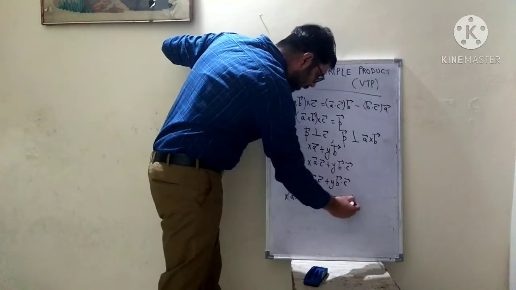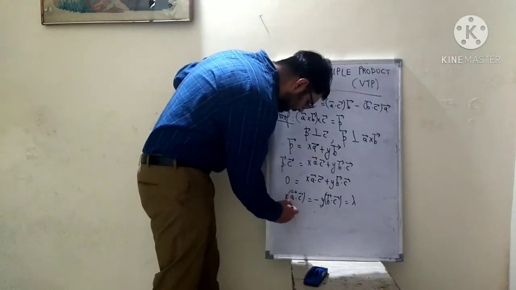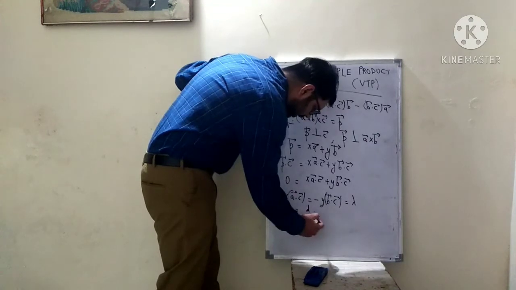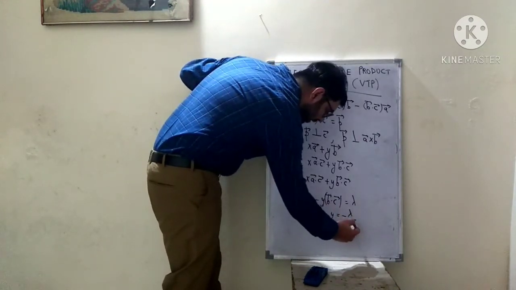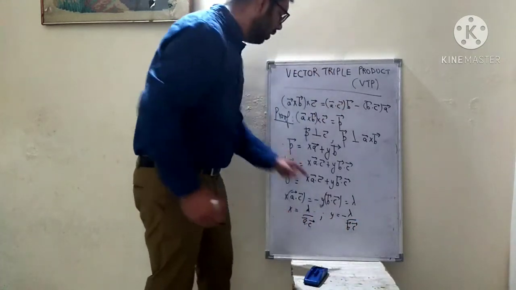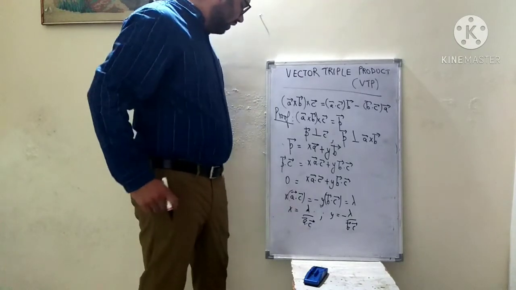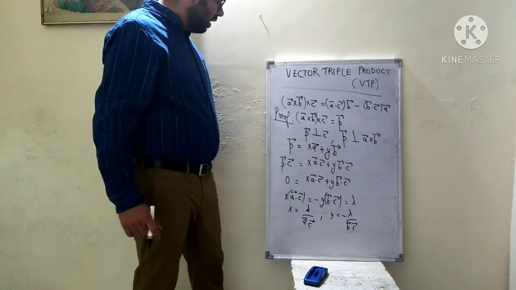Suppose this is equal to lambda. We take this to be lambda. So I can write x as lambda upon A dot C, and I can write y as minus lambda upon B dot C, because this will go in the denominator and this will also go in the denominator. So x is equal to lambda upon A dot C, and then y is equal to minus lambda upon B dot C, right?